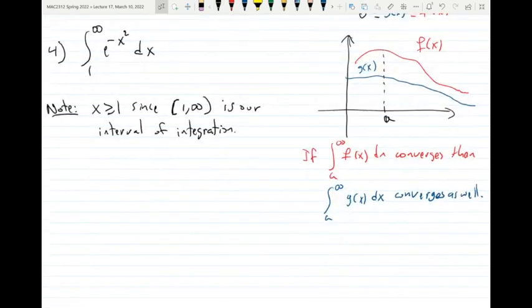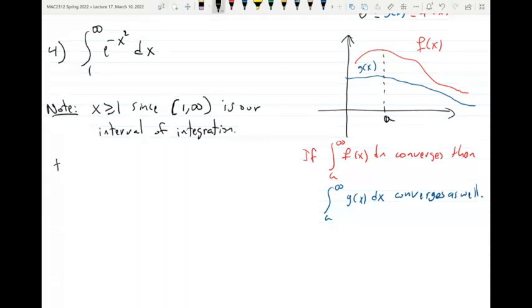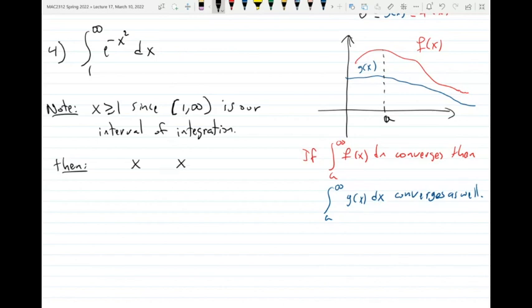Okay, so because x is greater than or equal to 1, what can we say about x versus x squared? Which one is bigger? X squared, right? When you have a number less than 1, you square it, it gets smaller, like 1/2 squared becomes a quarter. But if it's bigger than 1, it gets bigger. So we have that x is less than or equal to x squared.